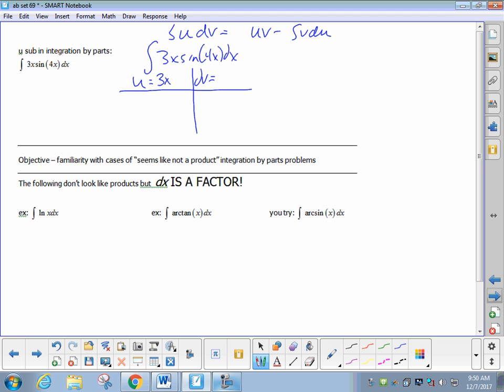dv is sine of 4x. Wait. du is 3 dx. Everything's going great, and then we hit a big fat wall.